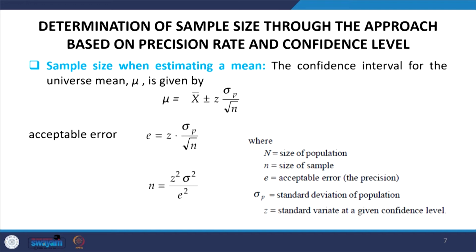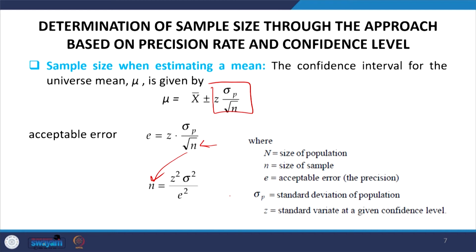Now, based on that, and this is our population mean, we can estimate our margin of error. E is nothing but the mean value plus minus Z times the standard error. So it is basically Z times sigma by square root of n. From there we can calculate the sample size. So, the sample size is n equals Z square into sigma square divided by E square.